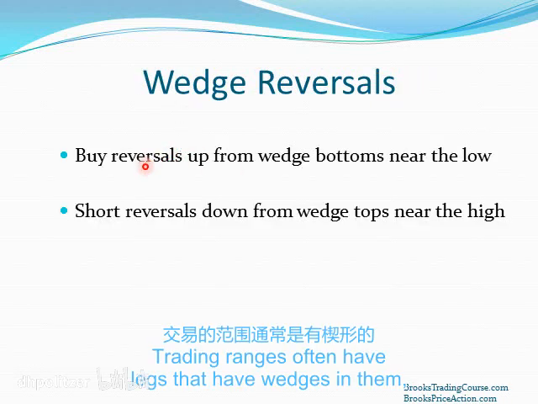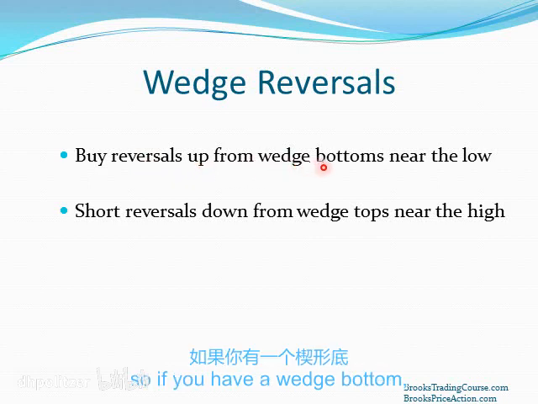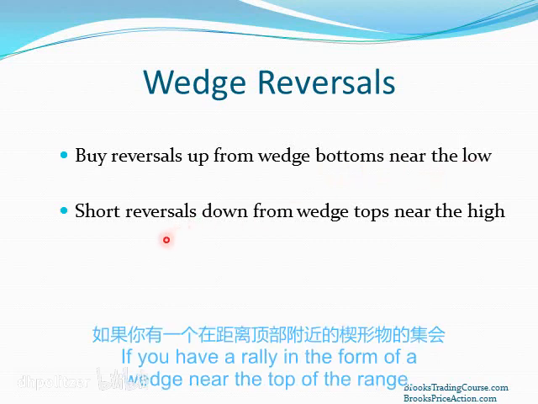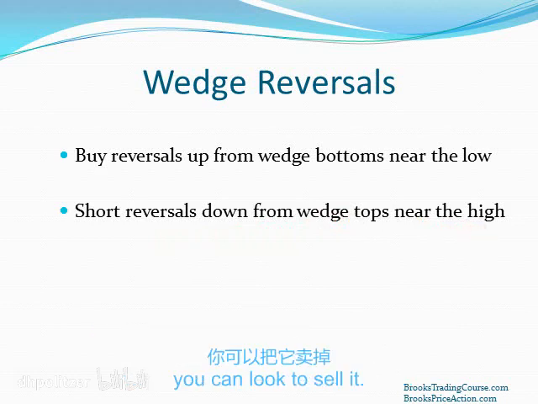Trading ranges often have legs that have wedges in them. So if you have a wedge bottom reversing off the low of the range, you can look to buy it. If you have a rally in the form of a wedge near the top of the range, and it reverses down, you can look to sell it.